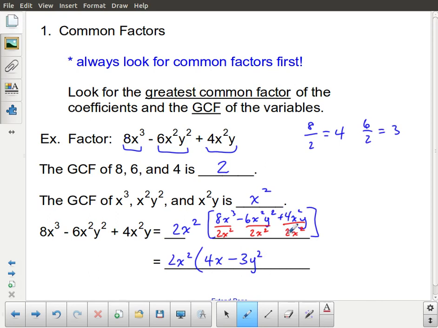I've got a positive divided by a positive, that's positive. 4 divided by 2 is 2. x squared divided by x squared is equal to 1, so I'm not going to write the 1 to represent that. And then y is by itself. And so now I've actually taken out the greatest common factor and I have factored this expression.